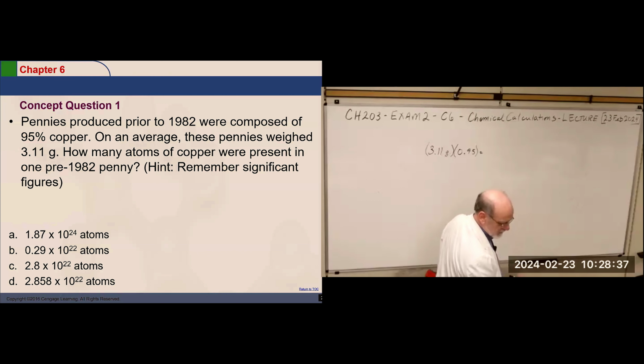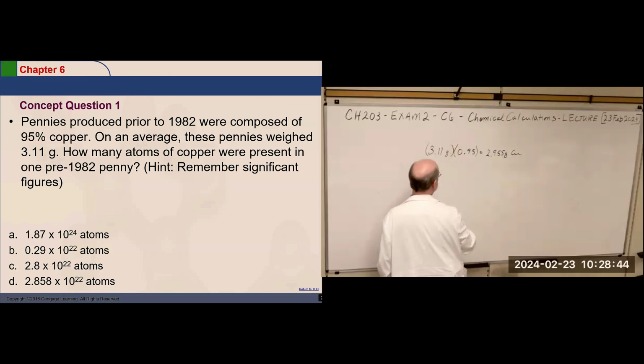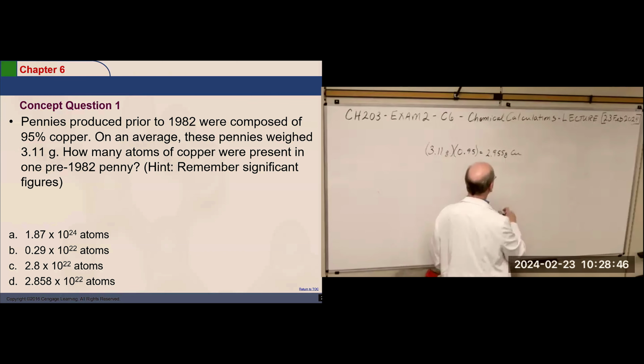2.955 grams of copper in that penny. Okay, so now we can convert it. Let's see, what was the question? How many atoms?